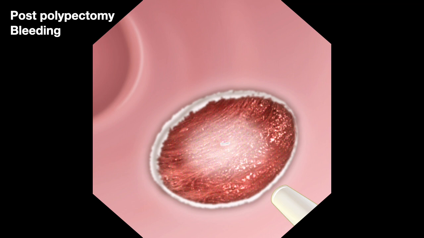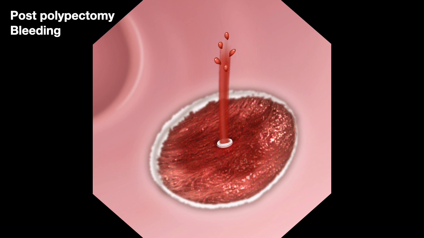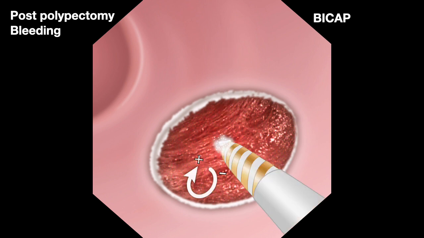Unlike peptic ulcer bleeding, post-polypectomy bleeding, especially in the right colon, not a good idea to use the contact method for coagulation because the wall has already become thin and you are at risk of causing a perforation.